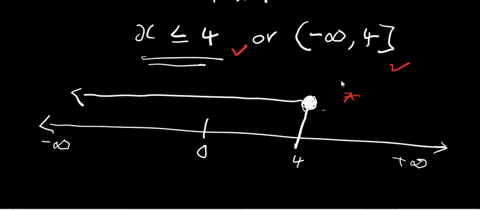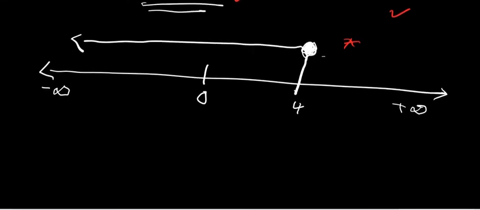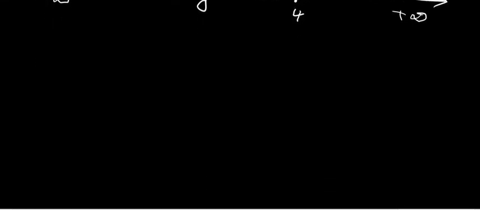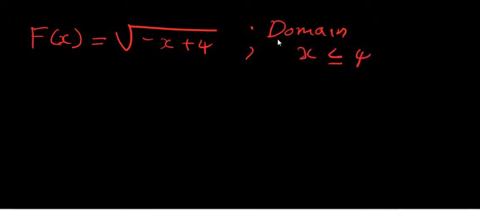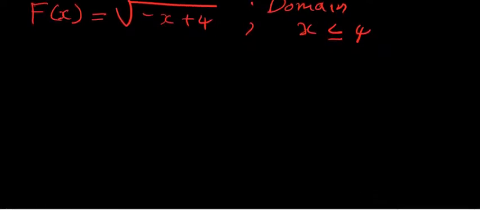All right. So the next question is saying sketch the graph. Okay, so I'm going to quickly go back. So we are saying f of x is simply equal to the square root of negative x plus 4, and we have found that the domain is simply x less than or equal to 4. So from this information, we can easily sketch the graph of that function.